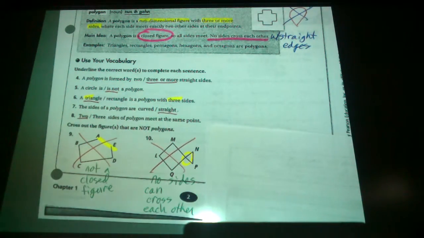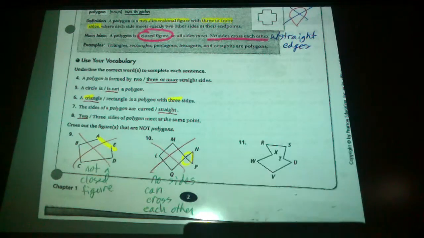What about 11? Is it a polygon? Yes. Does it have straight edges? Is it closed? Two-dimensional? Any curves? Any sides that cross? So it totally meets the definition of a polygon. So it is a polygon. Was there anything in there that made you think it wasn't? Okay. All right, so let's look at the second page.